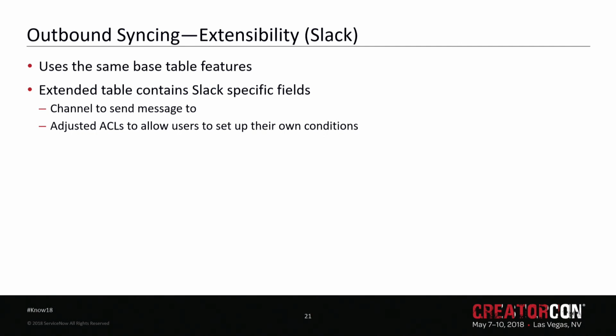Again, it's using a lot of the same fields that JIRA relies on, but I can also create additional fields on the extended table that are specific to the handling for Slack. One example is a field that tells it which channel you want to send that update to. We've also done some ACL adjustments on that table extension, and we're allowing users at Expedia, anyone, to create their own conditions so that they can receive updates in Slack as they wish.